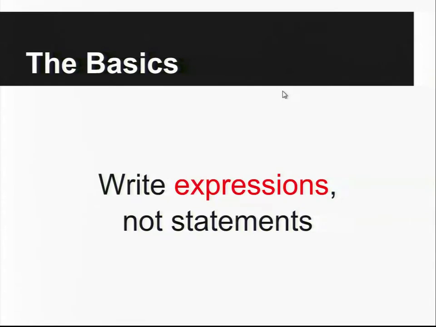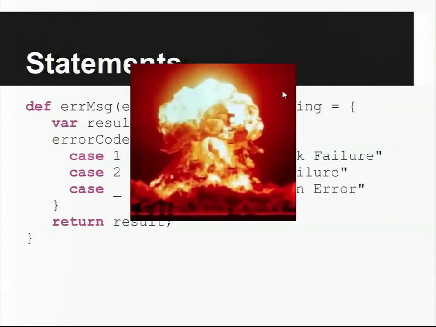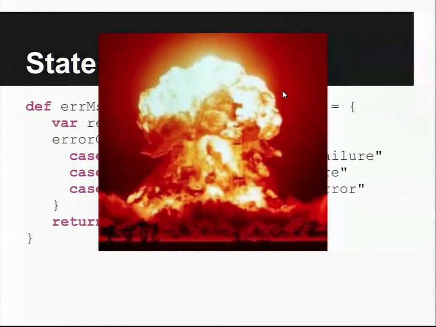It's very, very mathematical. So here's an example of getting an error message out of an error code and how you would do it in Java, right? I would define a result of type string, and the underscore means it's initialized to the default, which is null. I match on the error code. If it's 1, I set the result to be network failure. If it's 2, I set it to be I/O. If it's anything else, I set it to unknown, and then I return that result. Well, that's not Scala. That's Java. That's C++.